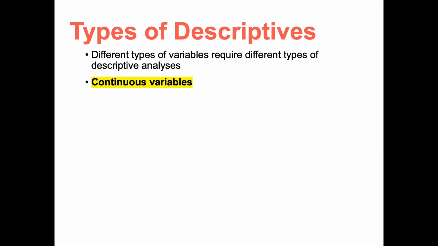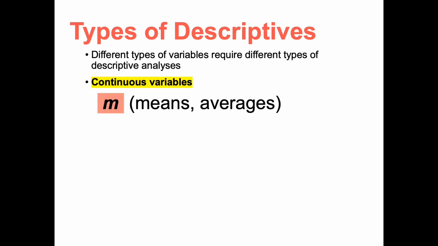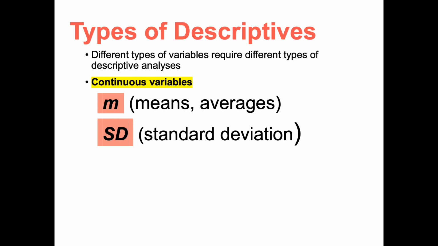To describe the continuous variables, we use two types of descriptive analysis. The first one is the mean, that's also the average of the total scores. And the second type of descriptive statistic is standard deviation, which is the measure of the amount of variation of the set of values. A low standard deviation indicates that the values tend to be close to the mean of the set, and a high standard deviation indicates that the values are spread out over a wider range.